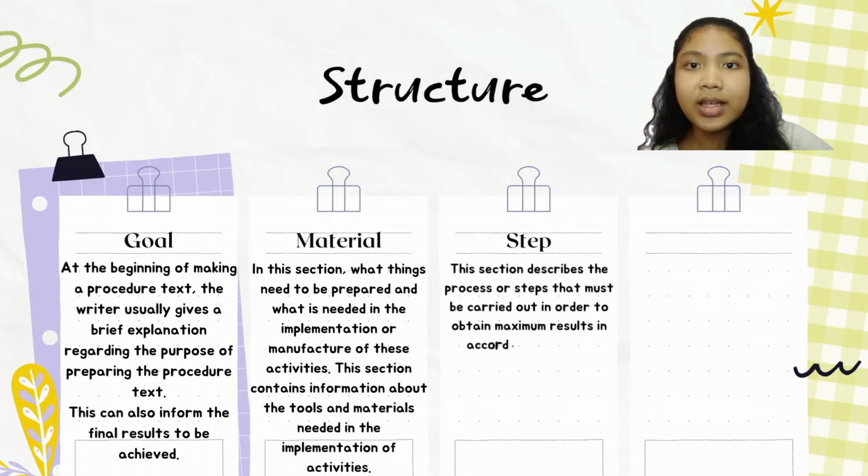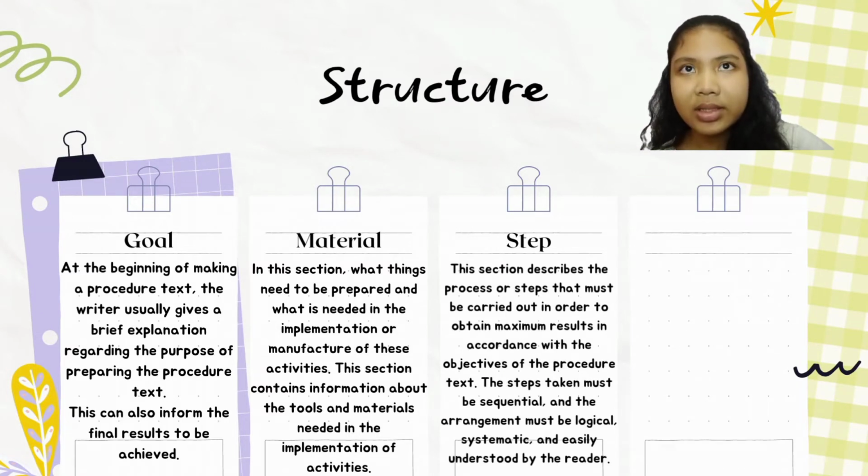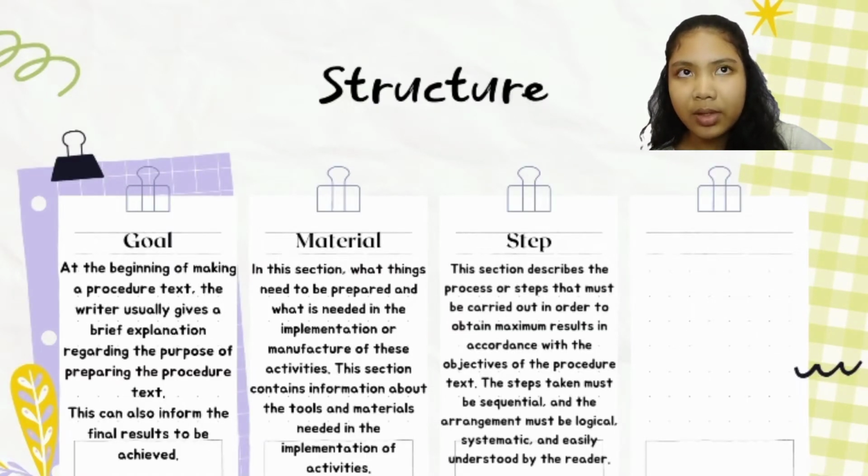The third one is the step. This section describes the process or steps that must be carried out in order to obtain maximum results in accordance with the objectives of the procedure text. The steps taken must be sequential, and the arrangement must be logical, systematic, and easily understood by the reader.